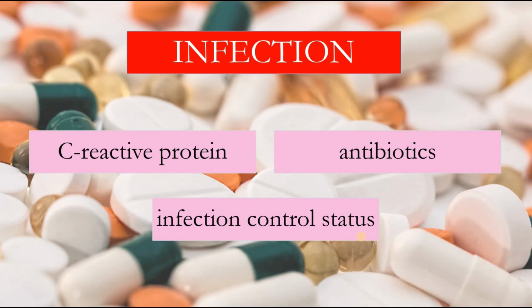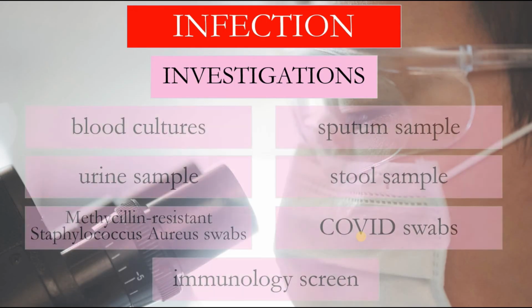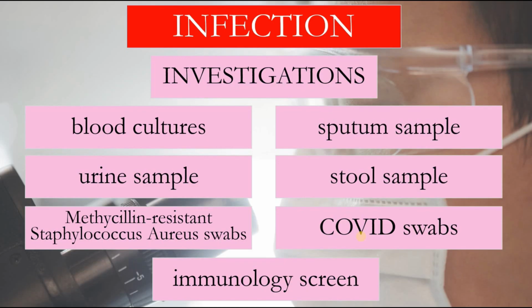Is the patient in isolation? Is the patient barrier nursed? For example, the patient has got COVID-19 or the patient has got norovirus. So those cases, we need to put the patient in isolation. We also include investigations done for infection, such as blood cultures, sputum and urine sampling, MRSA or methicillin-resistant Staphylococcus aureus swabs, COVID swabs, and immunology screens as well, such as your HIV.